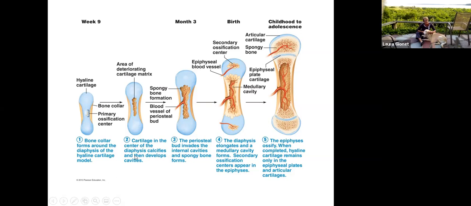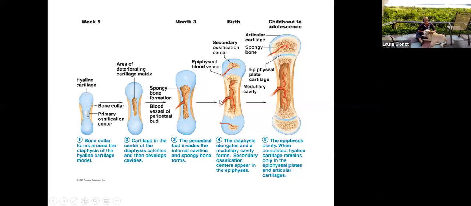So in image 2 here, cartilage in the center of the diaphysis calcifies and then develops cavities, and that will ultimately become the medullary cavity. It encourages blood vessels to bore through there and branch off. Thus, now we are developing the blood supply to the center of each of the osteons that are developing there. And look, it's getting larger and larger all the time.